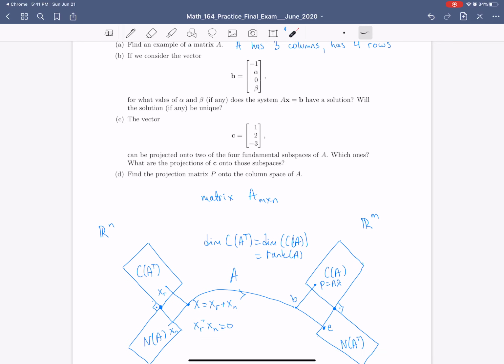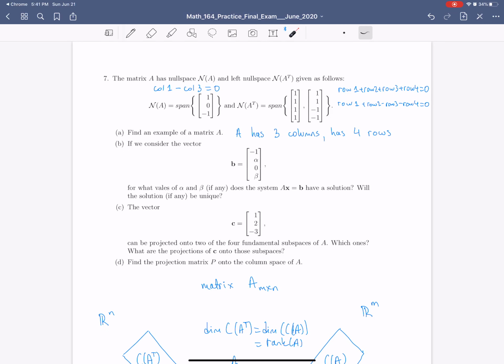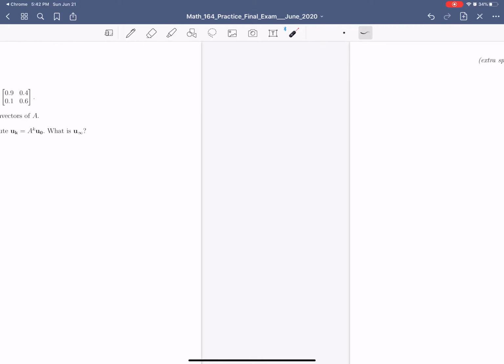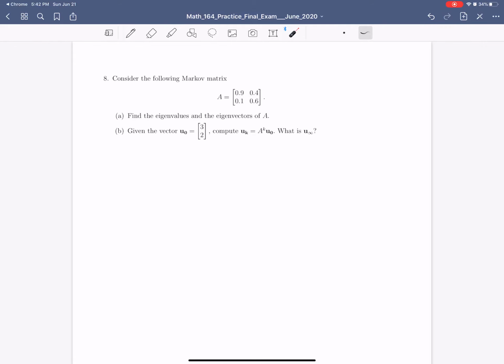So multiple ways to solve everything. Really, you could have solved B, C, and D without having solved part A, although part A did make some things easier. And I think this is the last problem. Okay, so a few more minutes and we are done.